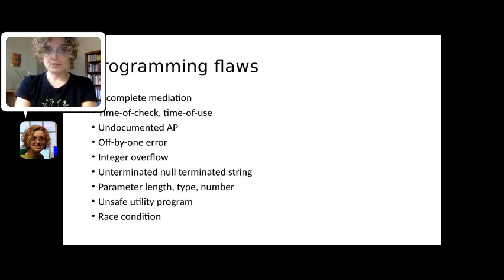Then unlimited null terminated strings. I cannot think of a case that you may encounter this in Python or Java. This was more usual in C, where you would have strings that were not being terminated with the proper end of string type of character, a special character. So these types of errors, parameter length, type and number, are when you have too many parameters and you don't check, or you have wrong types of parameters.